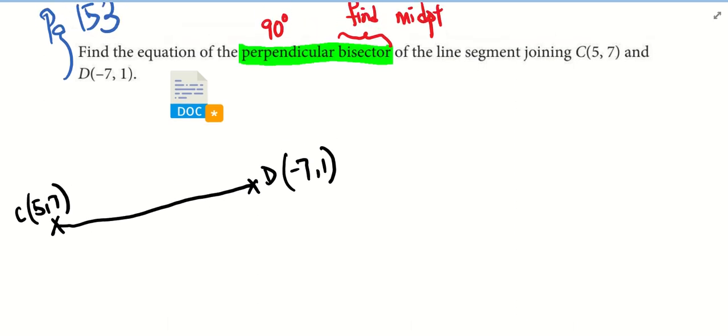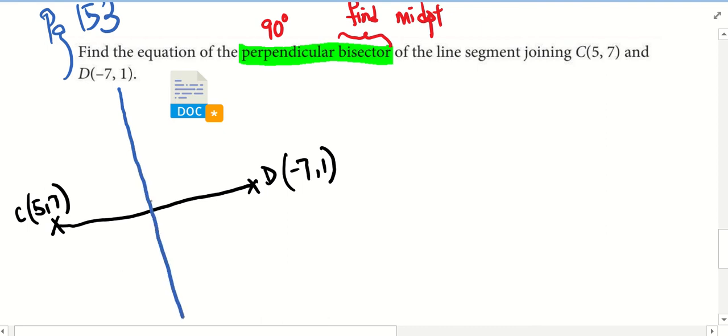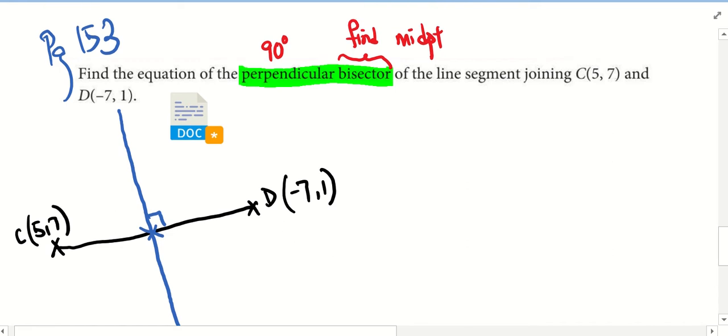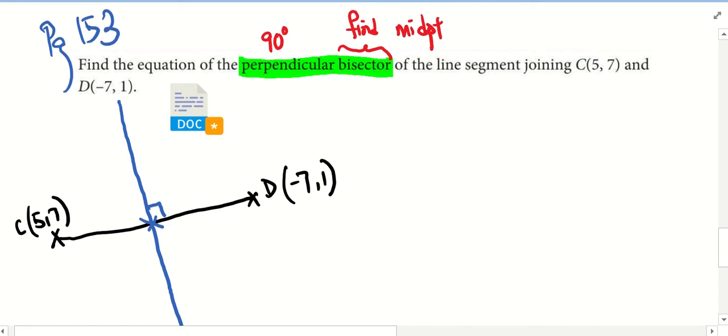So I'm going to draw the line. It will cut the line segment C and D into two halves. And not only that, you need to find the midpoint. That is why it's very important. You need to find the midpoint. And not just that, your job is to find the equation of the blue line. The blue line is called the perpendicular bisector.